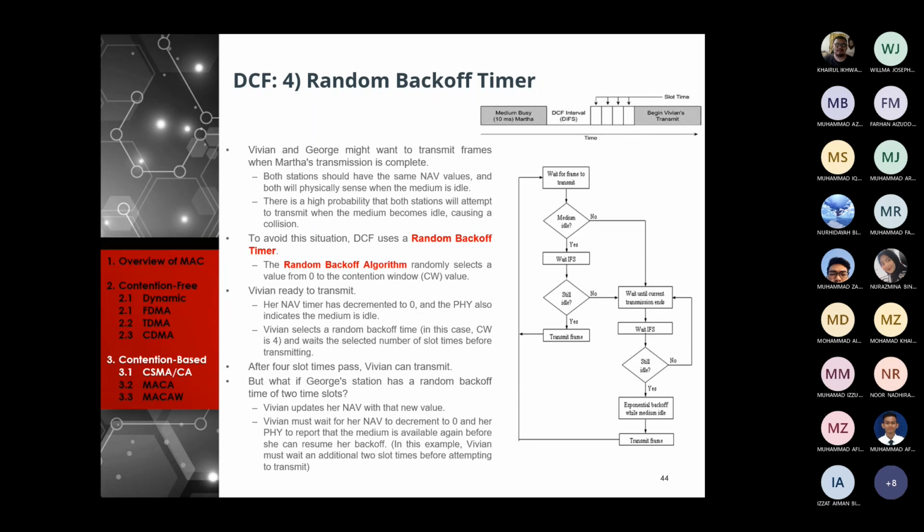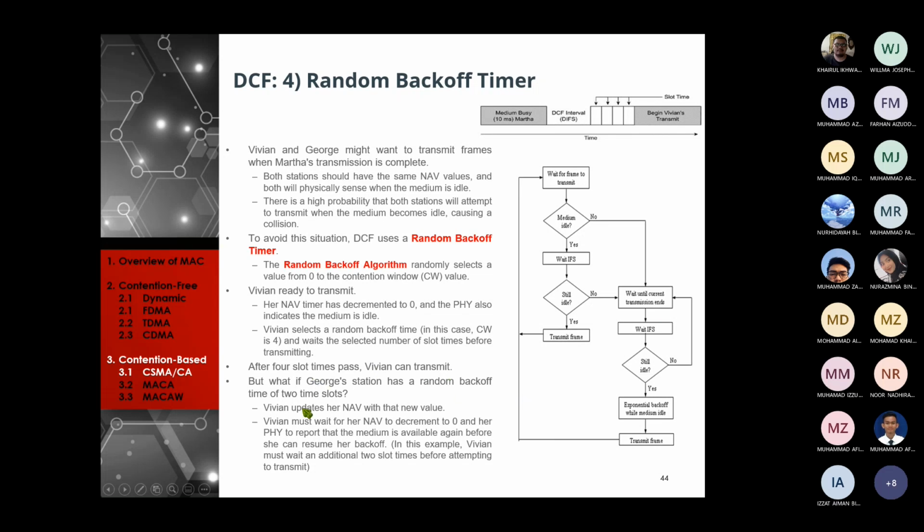So contoh Vivian ni dia buat select random backoff time, dia dapat CW sama dengan 4. So and it reads the selected number of slot time before transmission. After 4 slot time, sebab dia dapat 4 tadi kan, CW sama dengan 4. Random tu kosong sampai berapa, so dia akan dapat 4. So yang lepas dia yang keempat tu dia baru boleh transmit. Okay, after 4 slot times pass, Vivian can transmit.